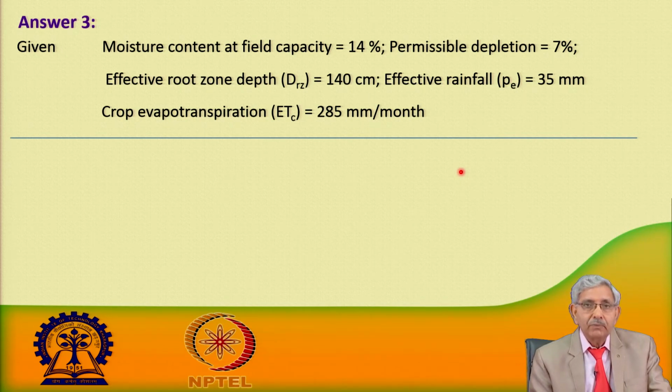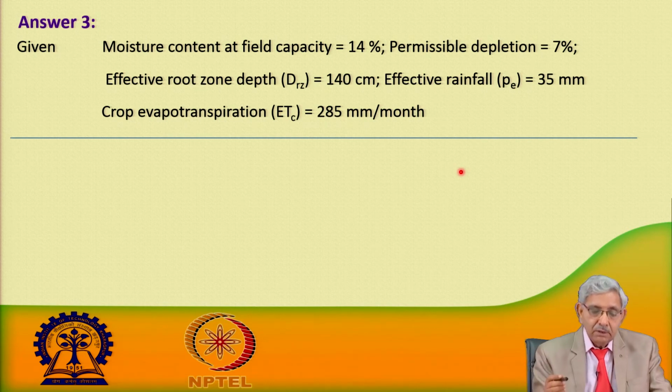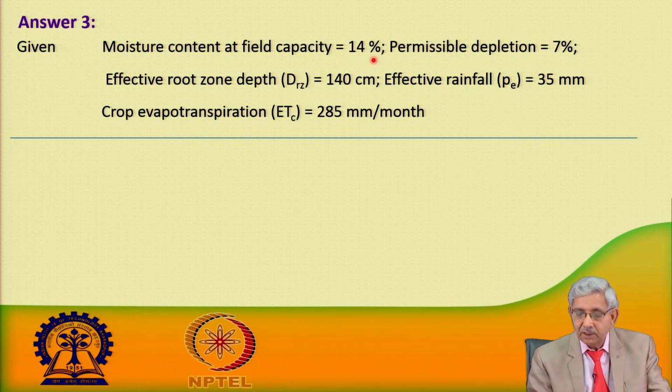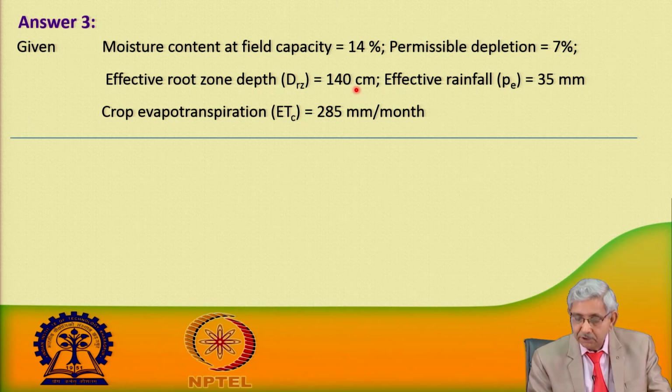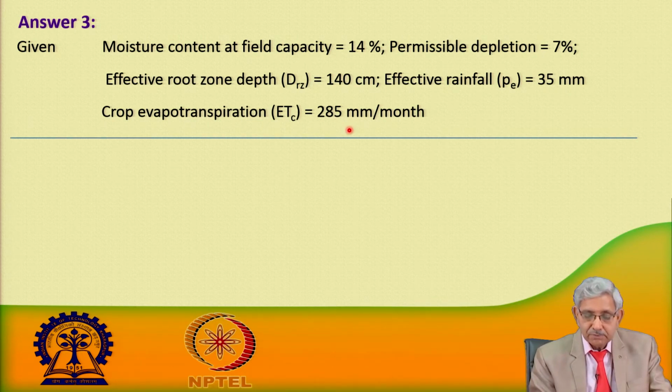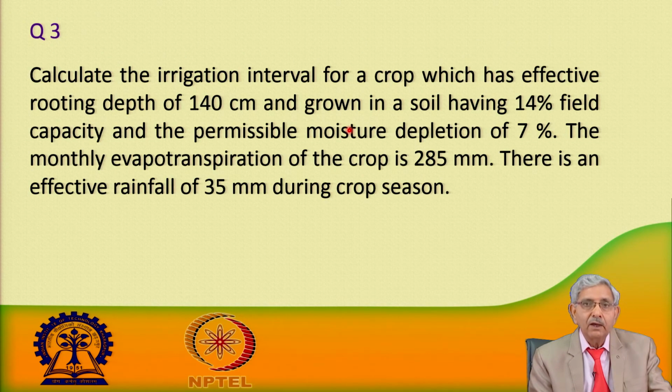We have been given moisture content at field capacity is 14%, soil moisture depletion is 7%, effective root zone depth DRZ is 140 centimeter, effective precipitation is 35 millimeter and crop evapotranspiration is 285 millimeter in a month, and we are required to calculate the irrigation interval. From these given data, we are interested to know what will be the irrigation interval, means when will be the next irrigation we should give.